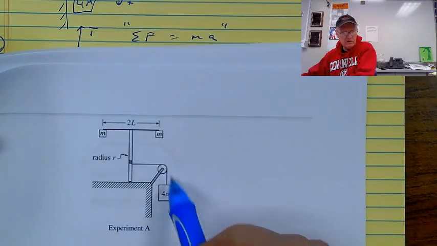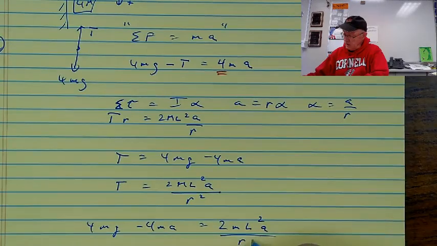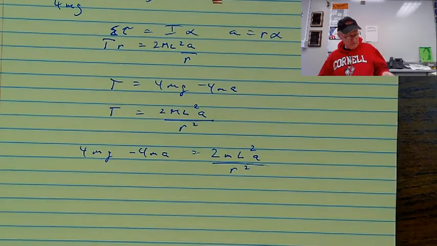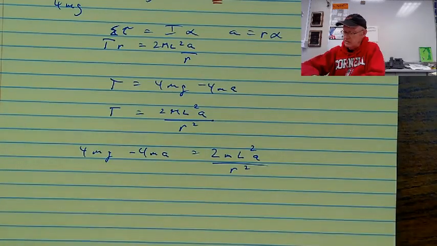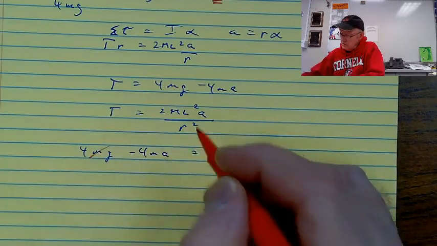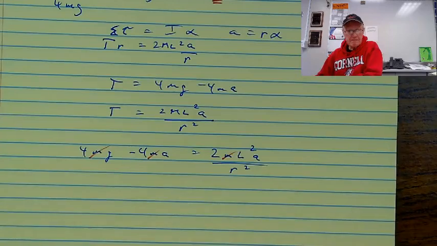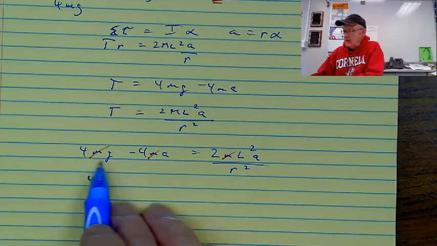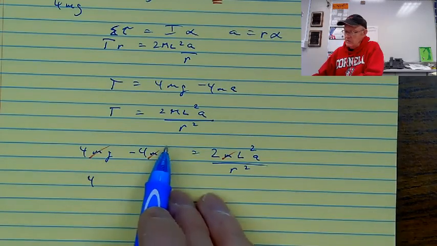I don't think I can stand it anymore. I'm going to factor out the 4m. Actually, why don't we just divide both sides by m? No more m. 4... Oh, you know what? I'm dying to factor out the 4, but I know I have to untuck the a, so somehow I'm going to have to involve the a over here. So I don't want to do that yet. So 4g minus 4a equals 2l squared a over r squared.